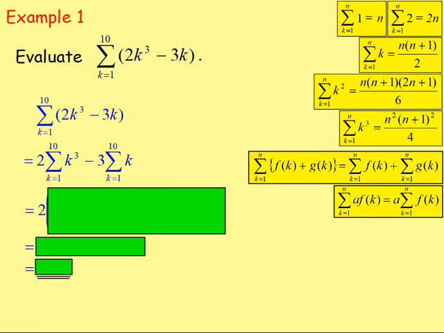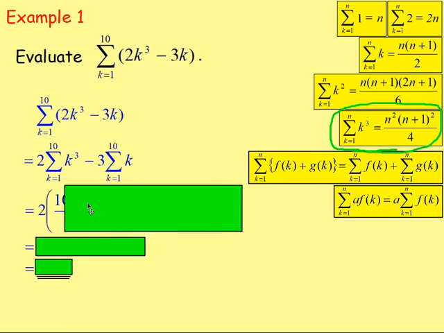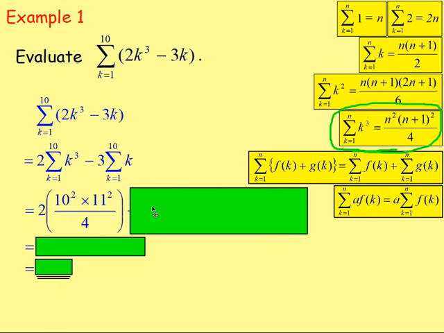Well, k cubed, you're looking at this one here. And the sum of k cubed going from k equals 1 up to n is just n squared, n plus 1 squared over 4. But here it's not n, it's 10. So we're going to replace n with 10. So we'd have 10 squared multiplied by 10 plus 1, which is 11 squared over 4.